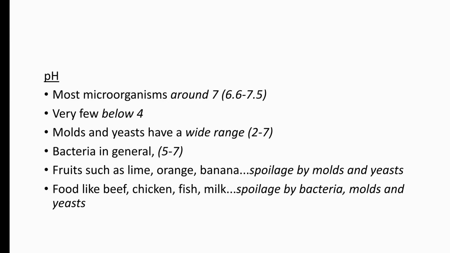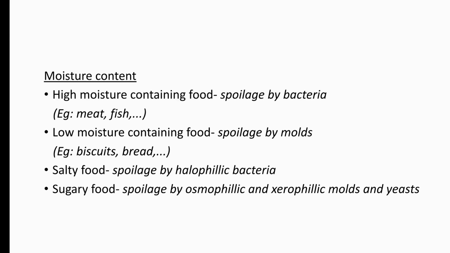Acidic fruits, which have low pH, such as lime, orange, banana, are spoiled by molds and yeasts. Food like beef, chicken, fish and milk are spoiled by bacteria, molds and yeasts. The moisture content in food also affects food spoilage. Moisture is essential for the growth of microorganisms.